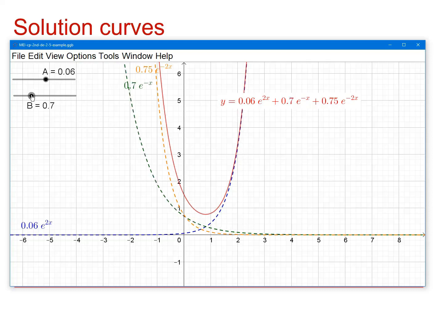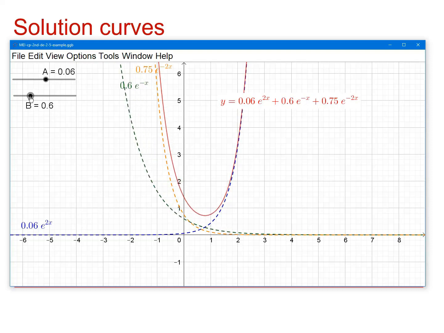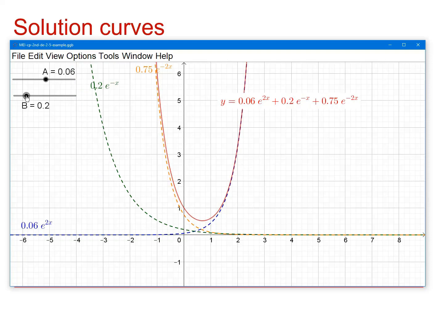If I change the value of b, actually not a lot happens to the solution curve. It does have an effect, but you can see as we bring b down smaller and smaller, it actually has an even smaller effect on the whole thing, and it really is being driven by e to the minus 2x.